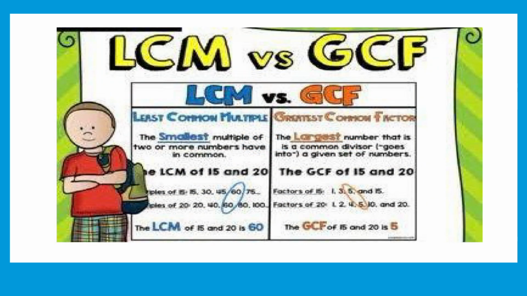So you can see the difference between LCM and GCF. LCM, as the name suggests, is the smallest multiple that two or more numbers have in common, and GCF is the largest number that is a common divisor of a given set of numbers. Two numbers are given: the LCM of 15 and 20 would be 60, and the GCF of 15 and 20 would be 5. So this is about LCM and GCF.